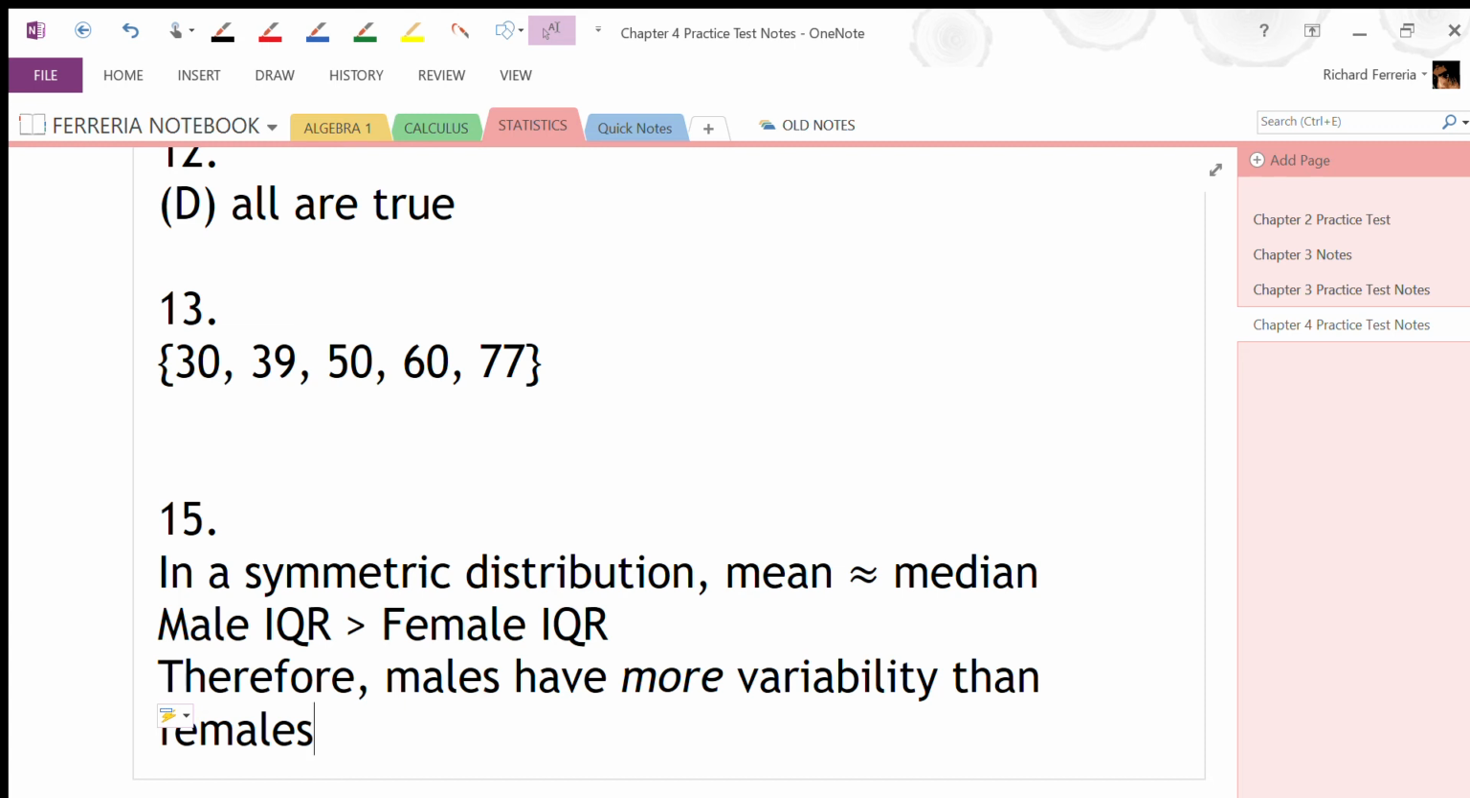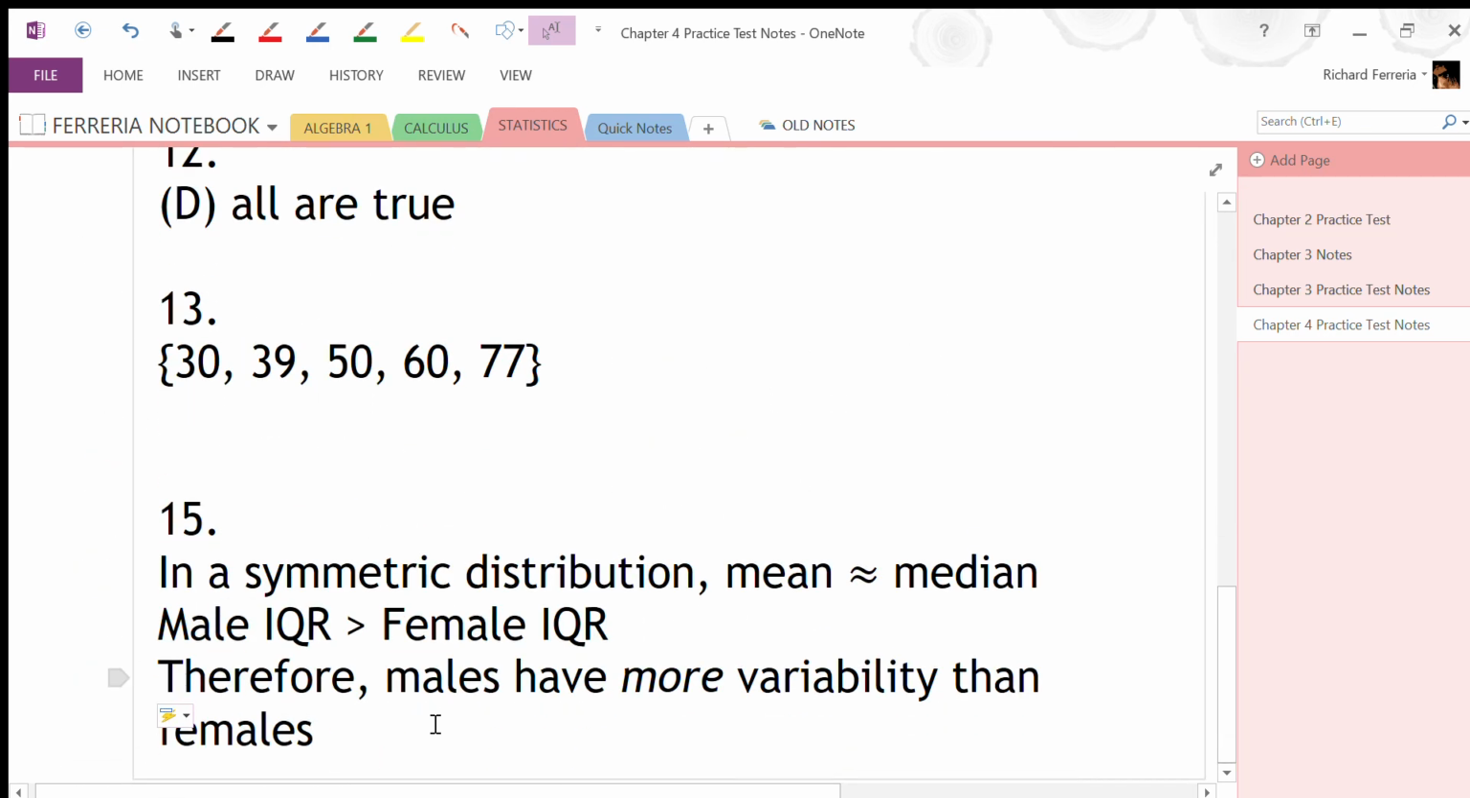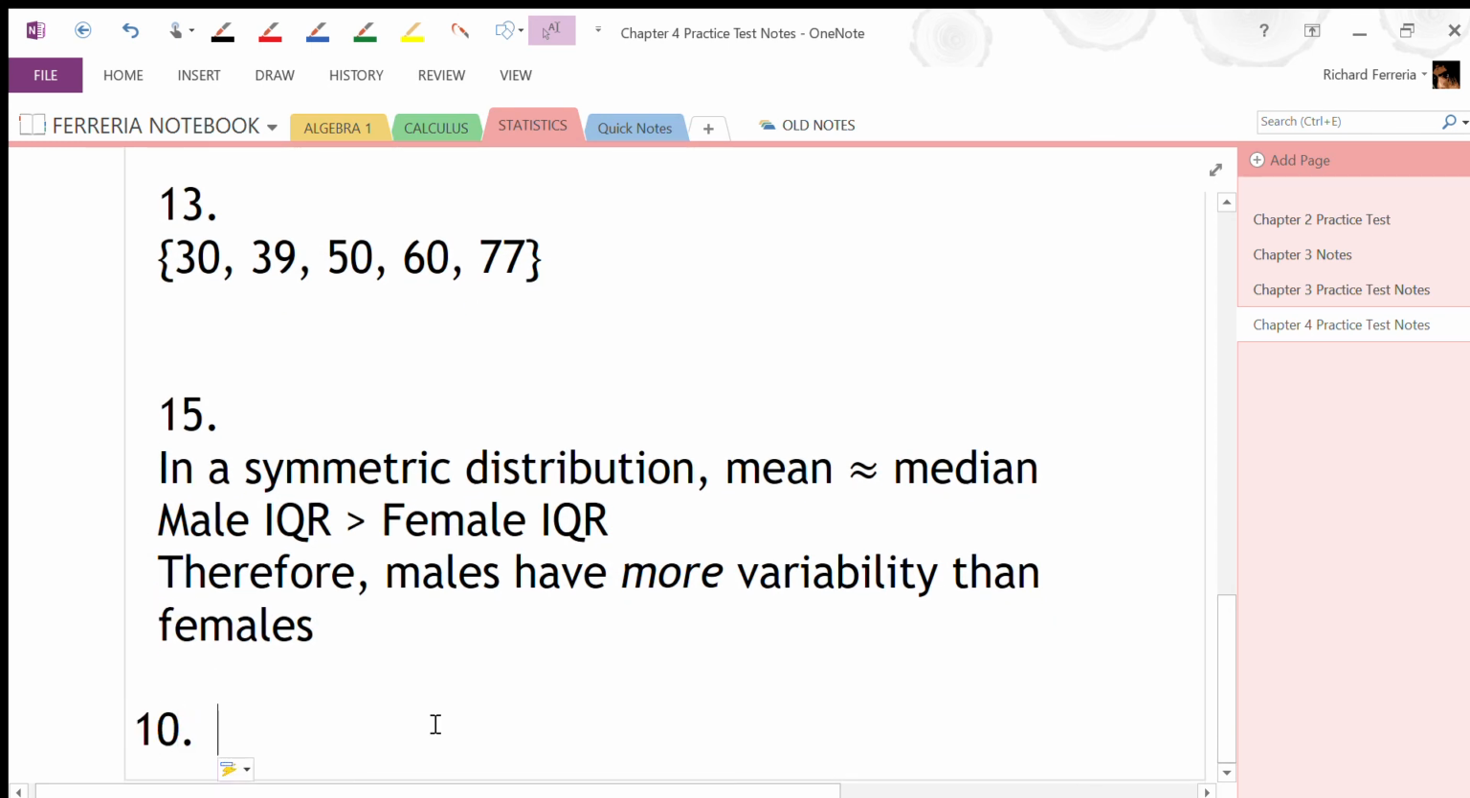Let's look at 10. The big trick for number 10 is that you can't actually calculate the average salary for all the workers, simply because in order to figure out the average, you're going to need to know how many male workers there are and how many female workers there are.